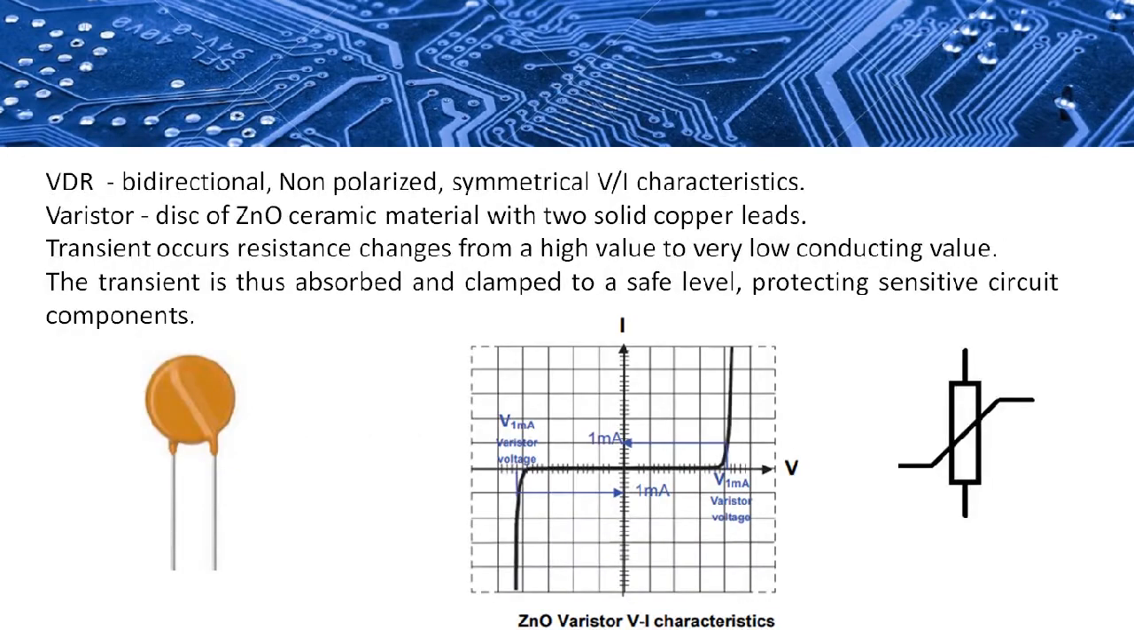So varistor is also known as voltage dependent resistor, and this is bidirectional. So it will handle both positive and negative transients, non-polarized symmetrical VI characteristics as shown in the figure. So varistor basically consists of zinc oxide ceramic material with two copper leads, and when a transient occurs, the resistance of the zinc oxide material will change from very high value to very low conducting value, thus absorbing the energy and clamping the voltage to a safe level and protecting the sensitive circuitry or components. The symbol of the varistor will be shown as right side.